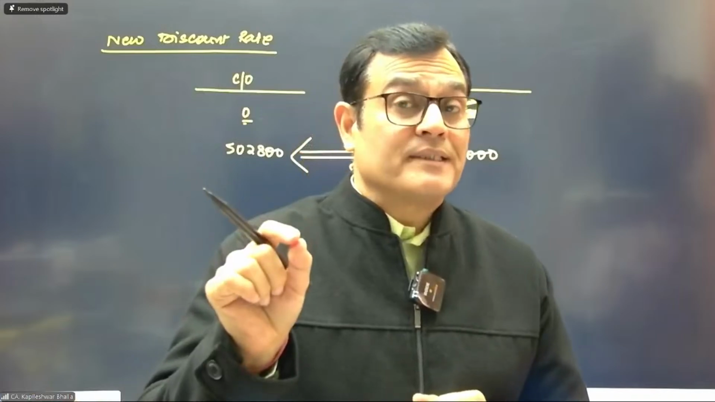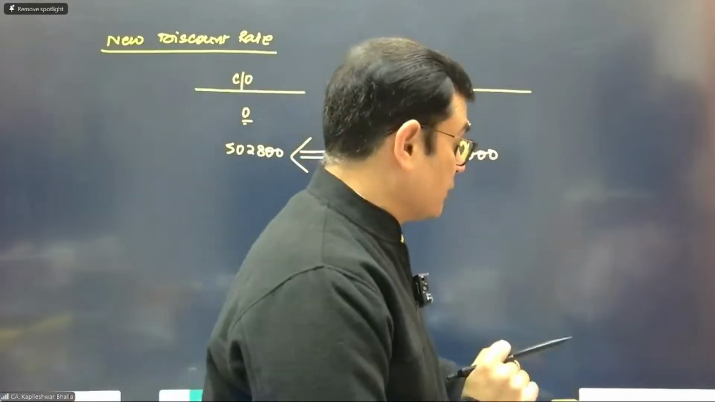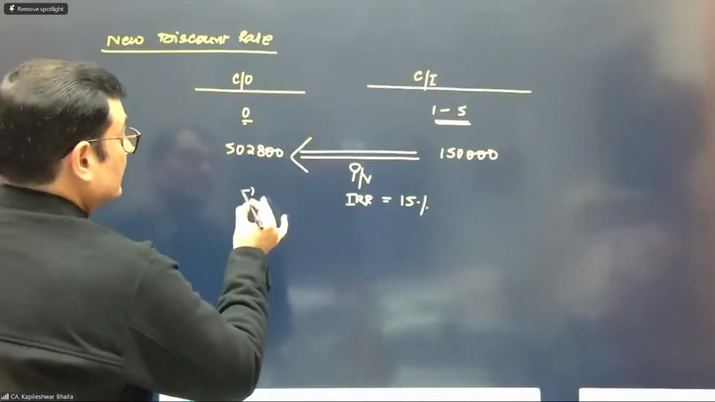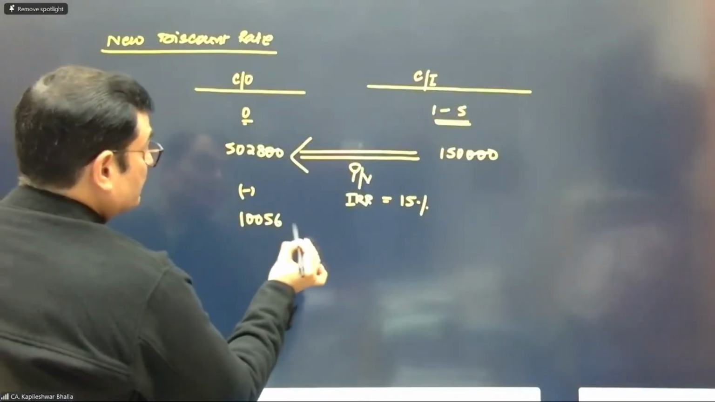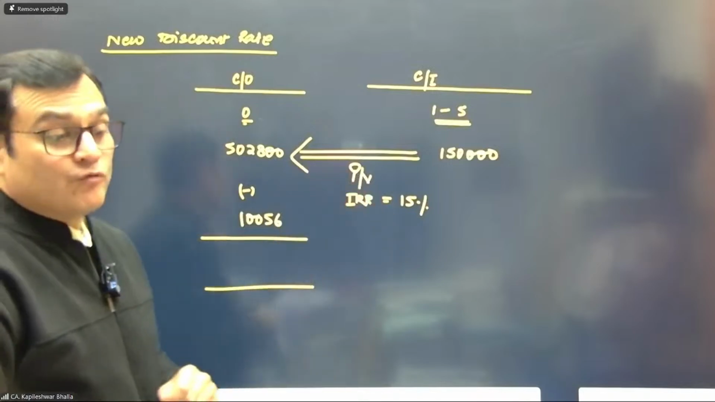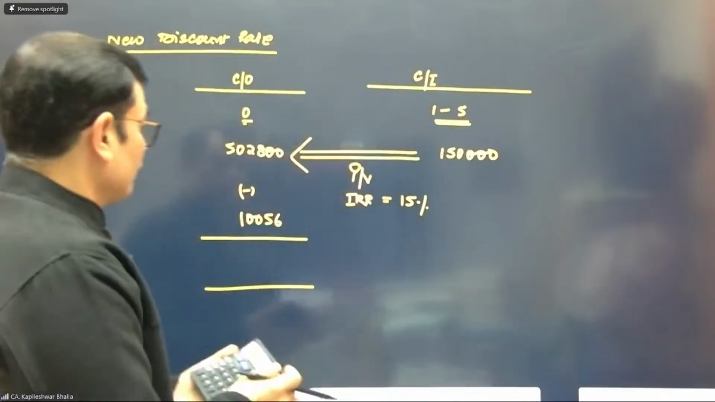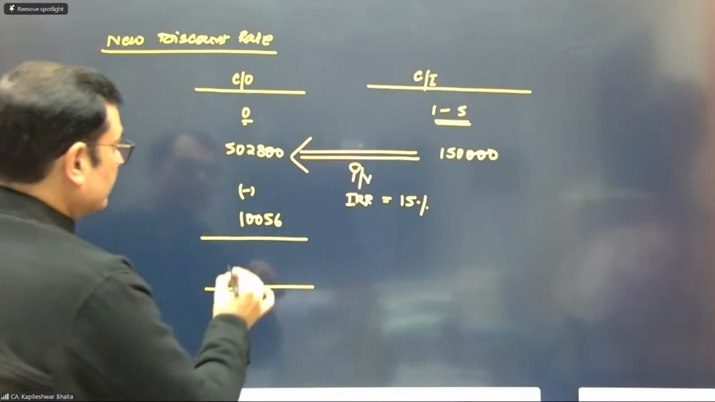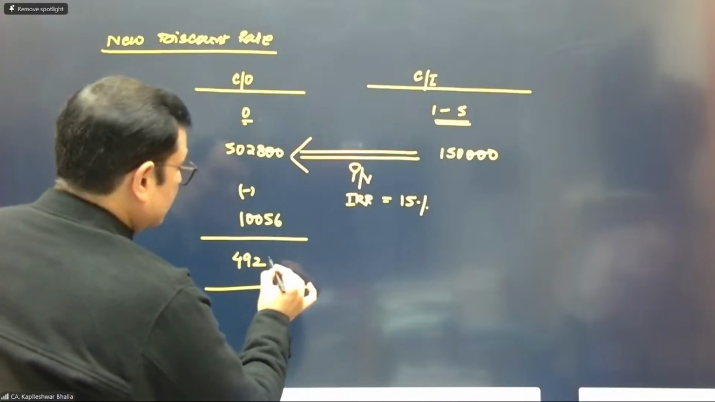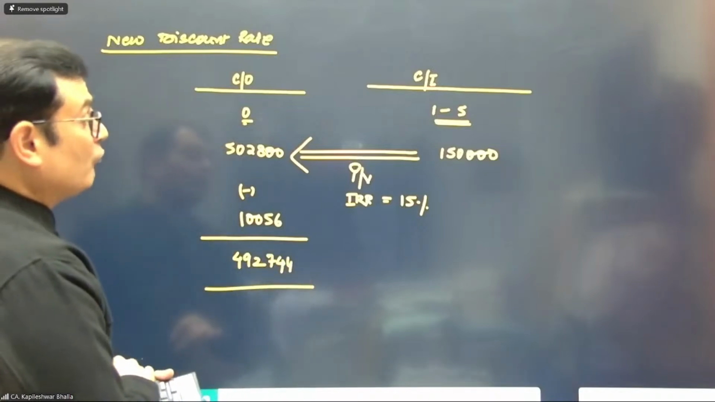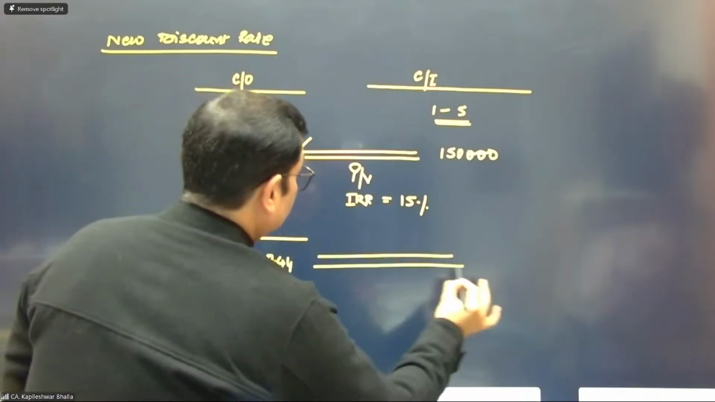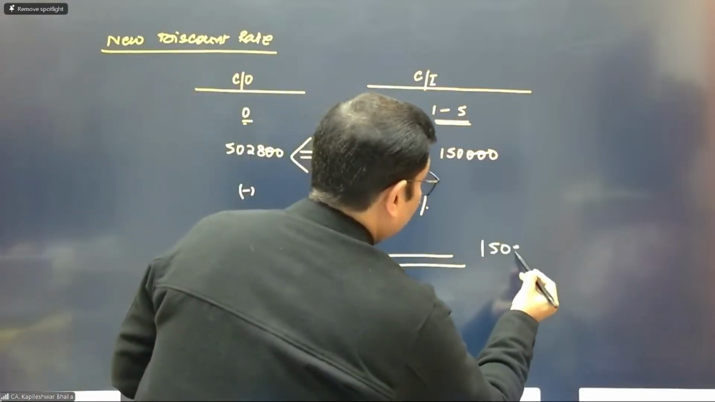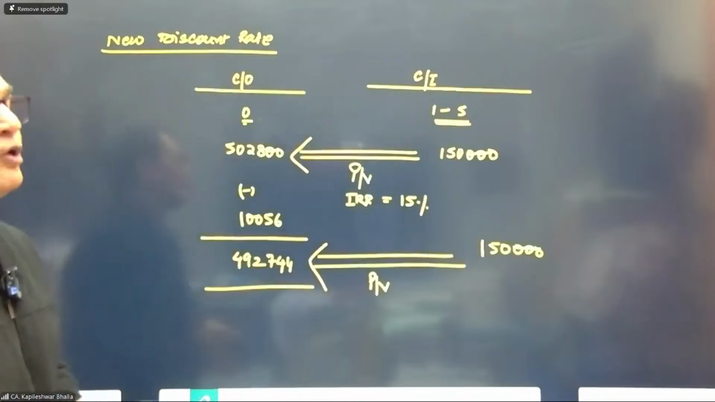Now, when you consider a transaction cost, you reduce that transaction cost. My transaction cost is 10056. We said we're going to reduce this transaction cost, and therefore the outflow undergoes a change. So in this particular case, 502,800 minus the TC comes to 492,744. Now the outflow changes, so you need to consider what is the rate at which the present value of 1,50,000 equals the net outflow.